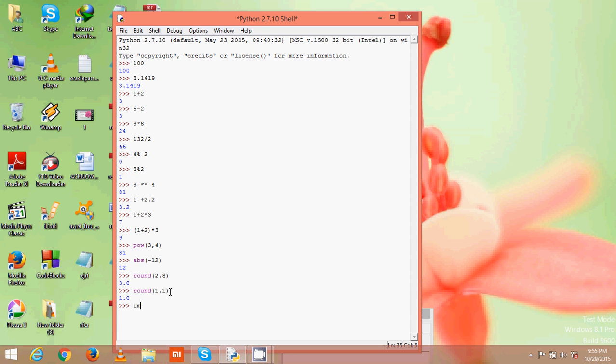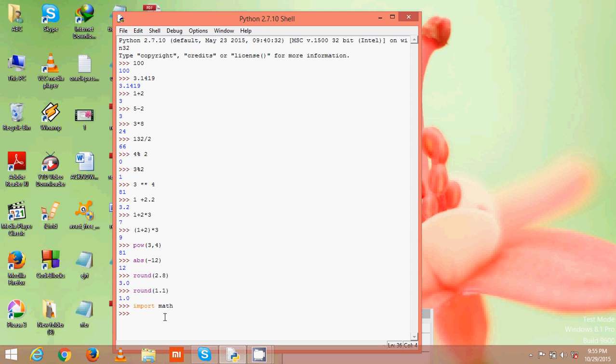Let us import the math library and see some basic math functions, some advanced math functions that can be written in Python language. So we import the math library. By importing the math library, I mean there are certain functions that you can use in Python by importing the math library. They are predefined in the math library. So you import math.